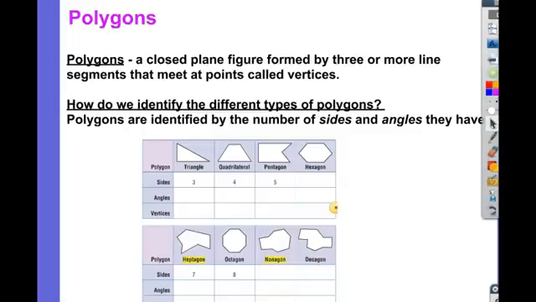I am going to be talking to you guys today about polygons. Now, I know that we have talked about polygons a little bit in class, but I need you to right now get out your math journal and a pencil because you're going to be taking some notes.